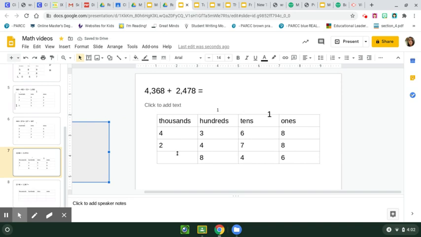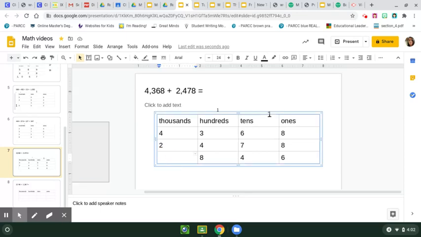I didn't have to carry anything over, so now I'm just dealing with my 4,000s and my 2,000s, and 4 plus 2, right? Have a number in your head. You might want to count up. You might want to say 4, and then boop, boop. Okay, do you have a number in your head? Okay, 6. Is that what you came up with? Okay, so this would be my number.